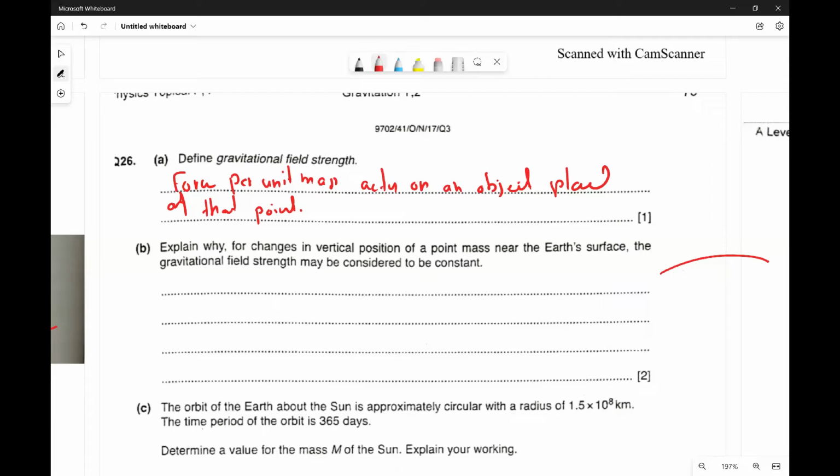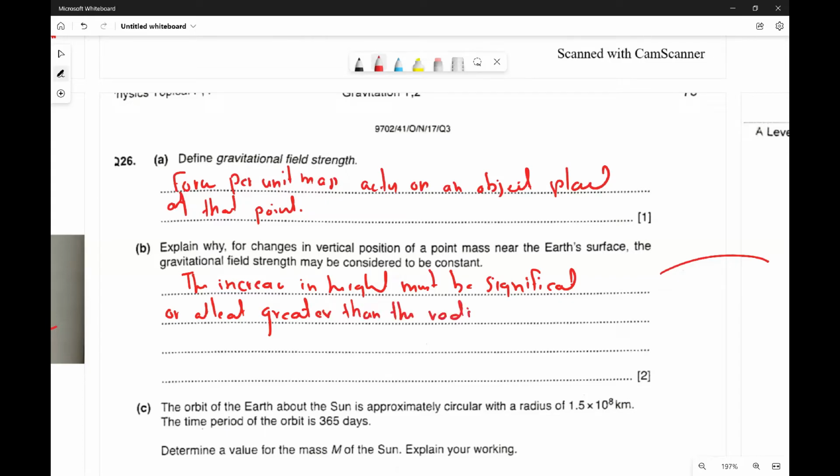All right. So the statement that you can write here is that the increase in height must be significant, or at least greater than the radius of Earth. Because it's a 2 mark question, you can use some examples, some equations to explain it as well.